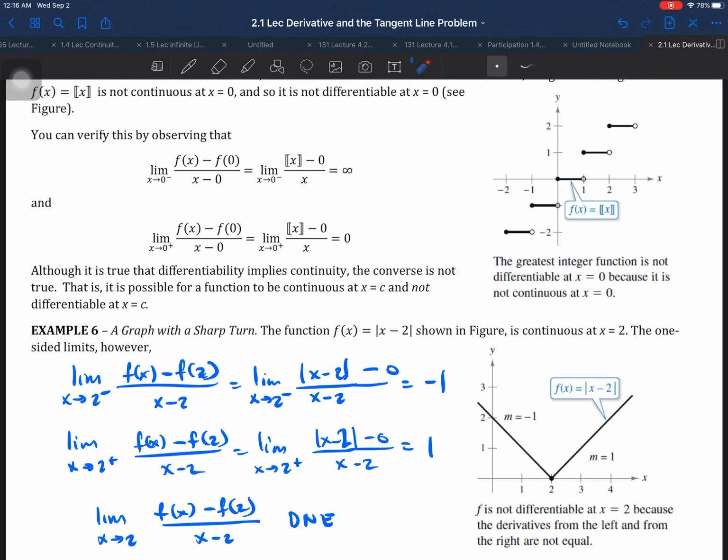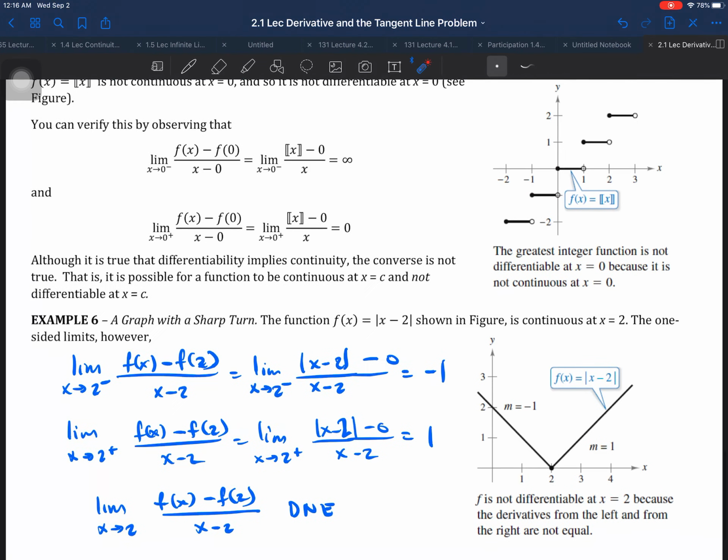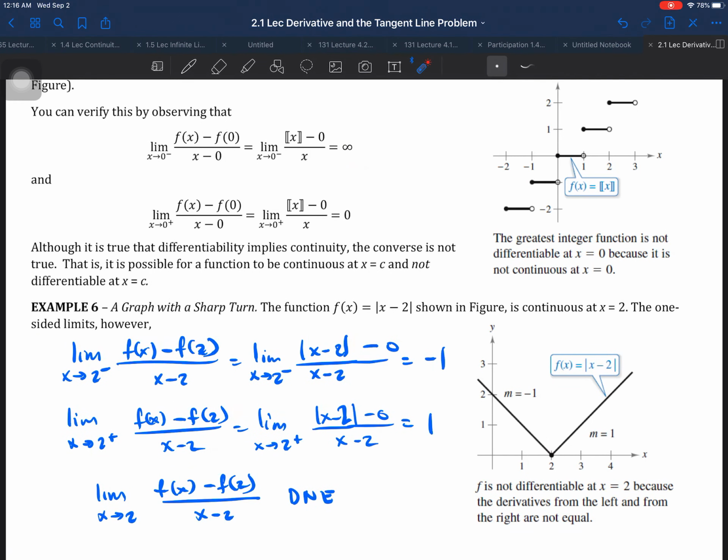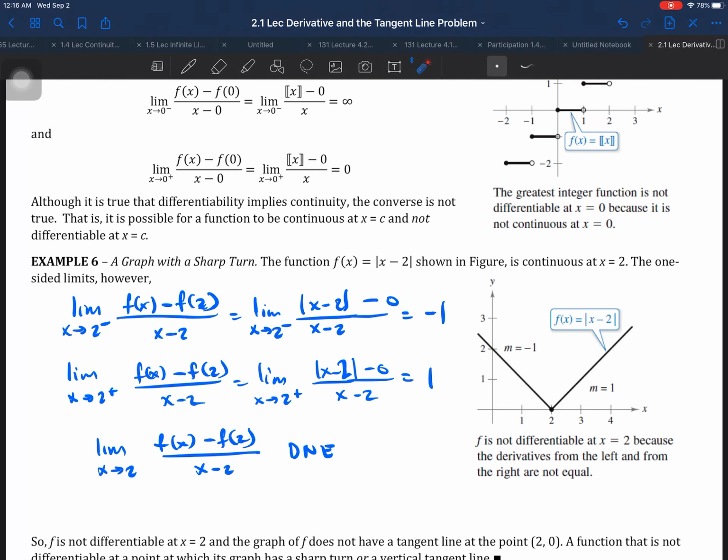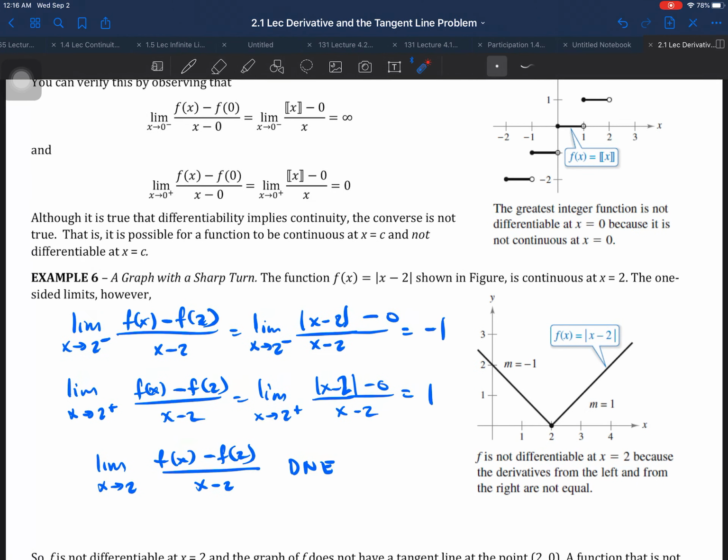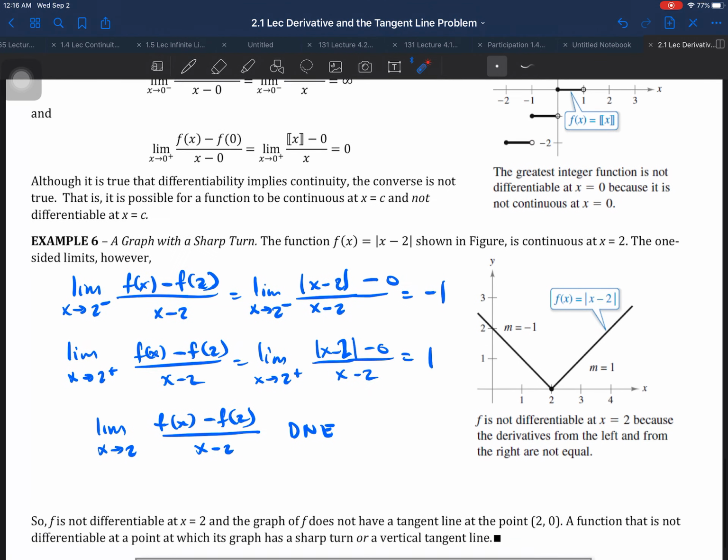So on the right side is going to approach 0, as we can see in the picture here. All right, so then therefore those two are not going to each other, so therefore the function is not differentiable at x equals c. Let's look at another example here.